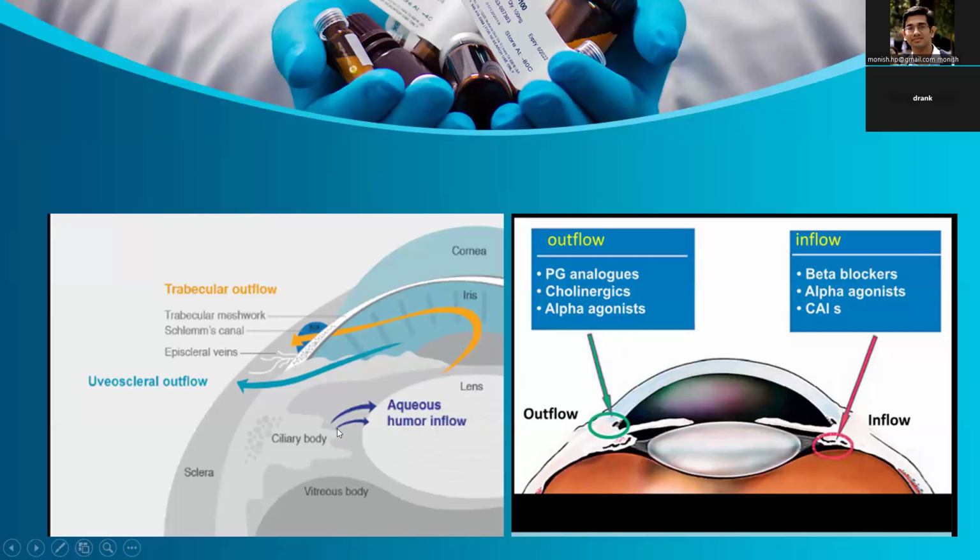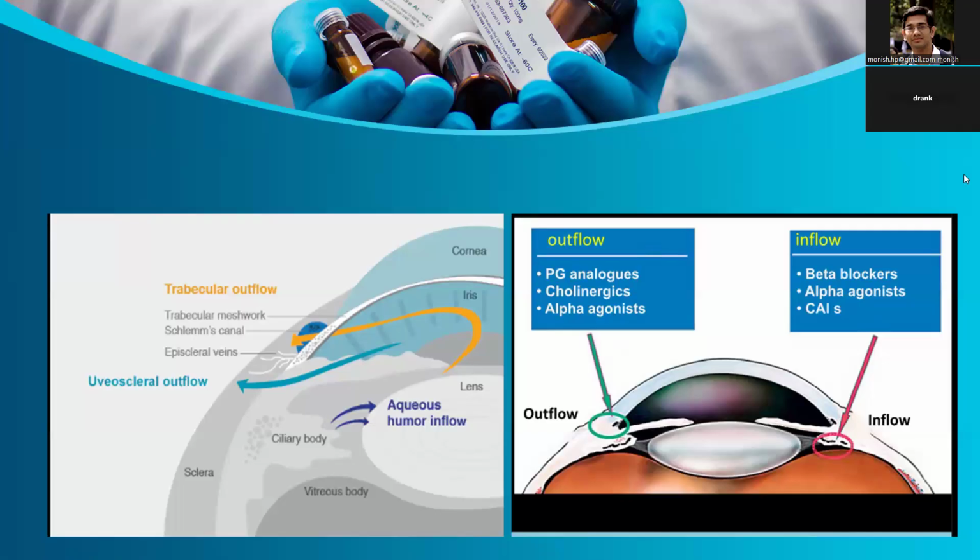The drugs we are going to discuss mainly target these pathways. Either they decrease the inflow, and the major classes which decrease inflow include beta blockers, alpha agonists and carbonic anhydrase inhibitors, or they increase the outflow, which include prostaglandin analogs, cholinergics, and alpha agonists. You can see that alpha agonists are present both for decreasing the inflow and increasing the outflow of the aqueous humor, so they have a dual mechanism of action.